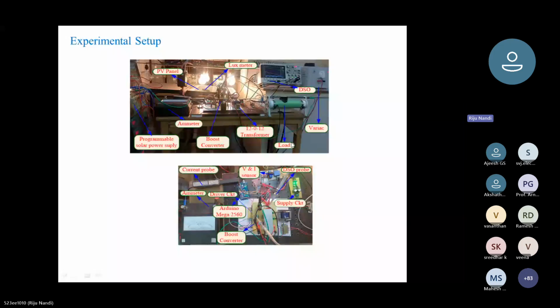This is the DSO. This is the variac. Variac means changing the irradiance, suppose 500 to 700, 700 to 1000, like that. You can see the upper view.